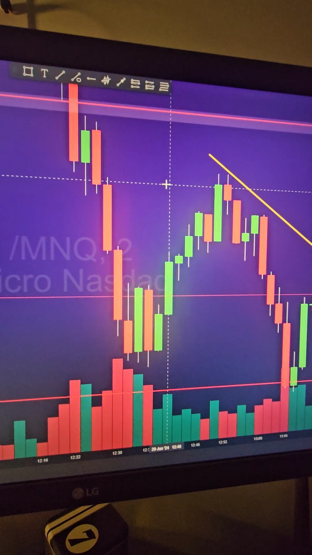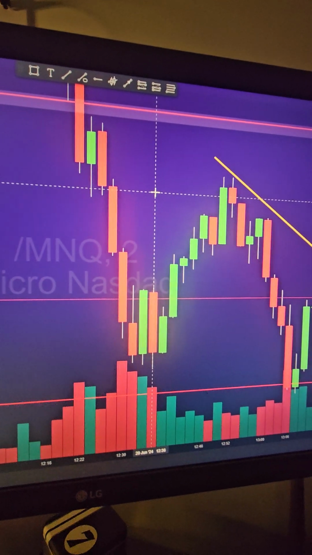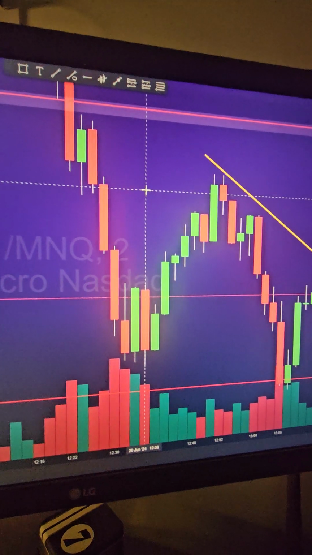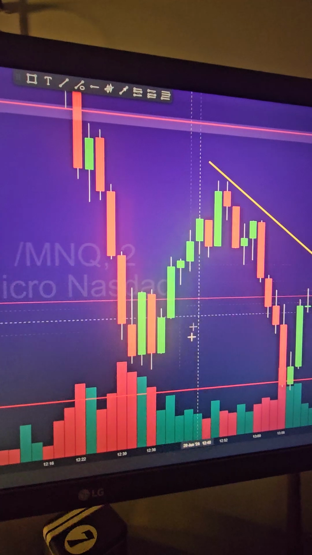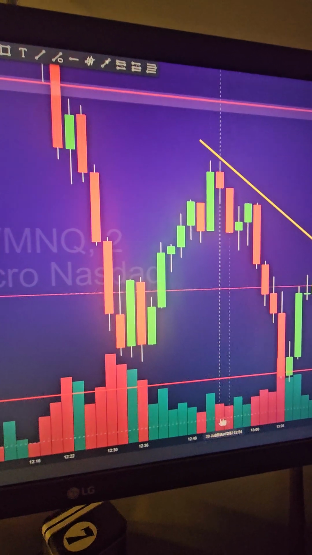Here's a pretty simple trade setup to look for. This is a trend break. We're not going to be using a lot of indicators here. We're just going to be using volume bars. So what you see down here is volume bars.